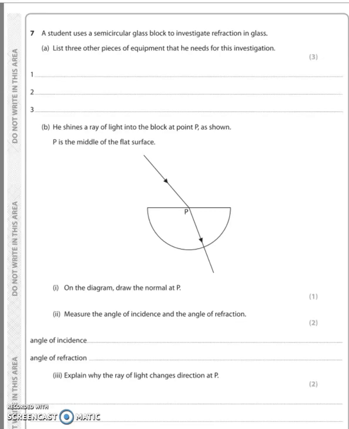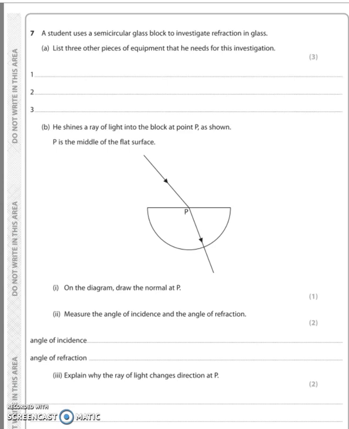Paper 1R, June 2016, question 7. This question is about refraction. So the first question is a practical one. The student is using a semicircular glass block to investigate refraction in glass. Give 3 other pieces of equipment.